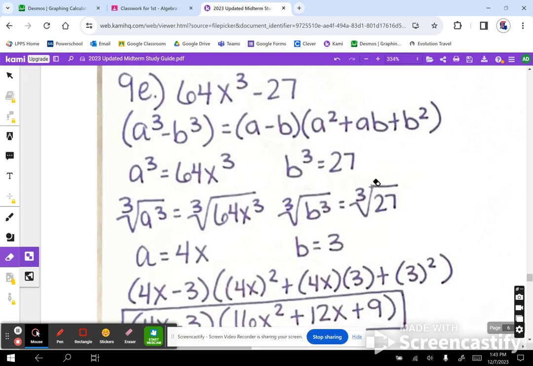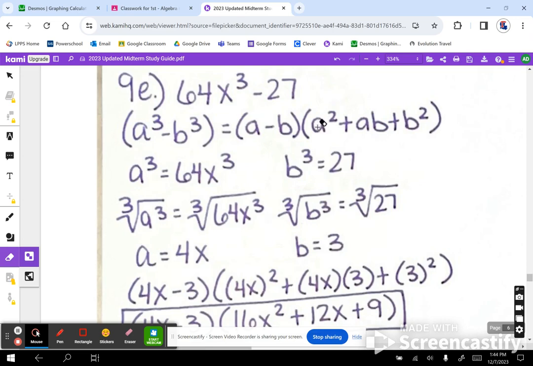Over here on the right, you can type this in your calculator exactly how you see it, or what number times itself 3 times will give you 27. 3 times 3 is 9. 9 times 3 is 27. So this is your a value, 4x, and your b value, 3. You're going to substitute that into this side of your equation. A minus b. A minus b. 4x minus 3.